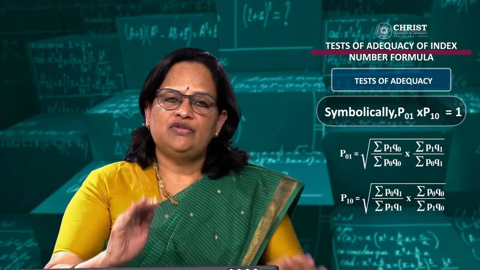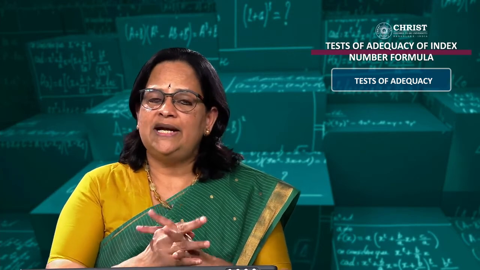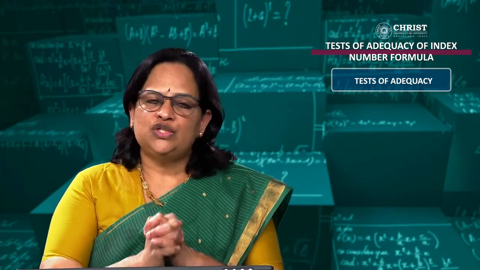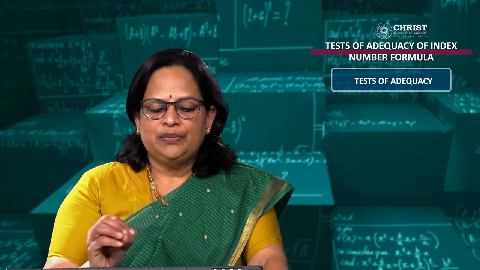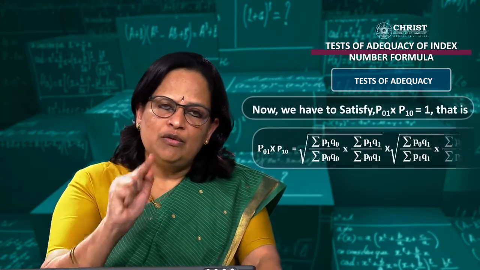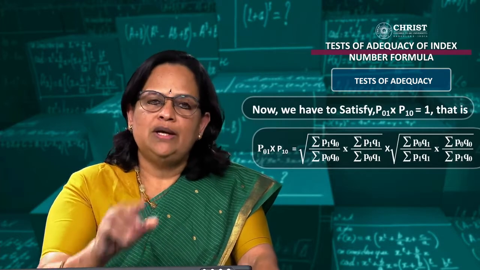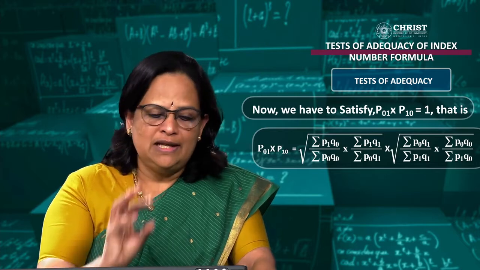Now we have to see how Fisher's ideal index is satisfying this test or not. I have explained how we get the P10 values and P01 values. Now we write both the equations, obtained by converting 1 to 0 and 0 to 1. The first equation will be the base equation, that is Fisher's ideal index number.